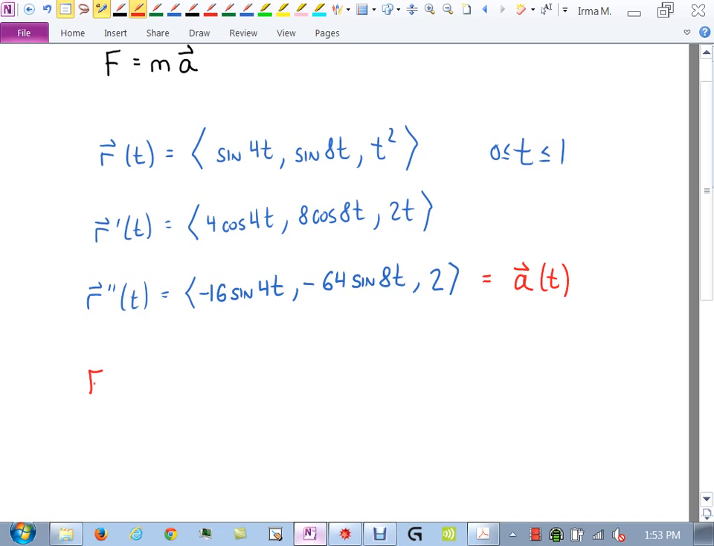So I know that the force, being mass times acceleration, should be that vector right there scaled by 10. So scale it by 10 and you get negative 160 sine 4t, negative 640 sine 8t, 20. So I can look at that as my vector field.